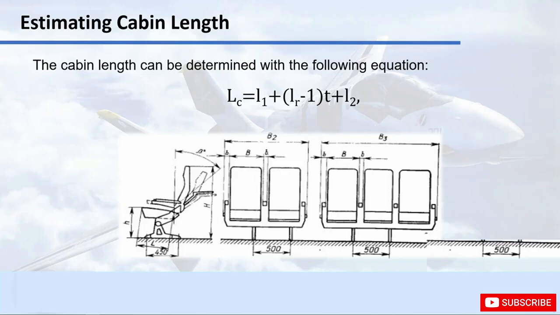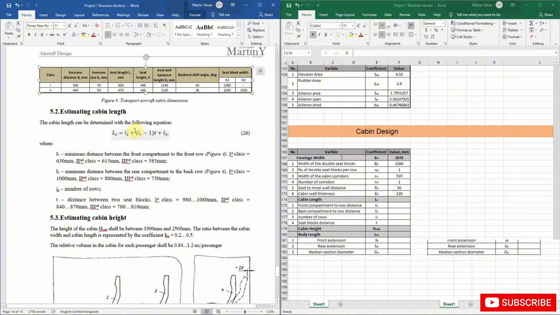And it is estimated by this equation here. So let's go to the workbook where I will describe each component of this equation like we always do. So here is the equation for estimating the cabin length, and each component is described here in the workbook, so you can always check it.